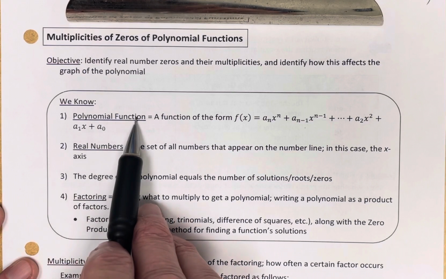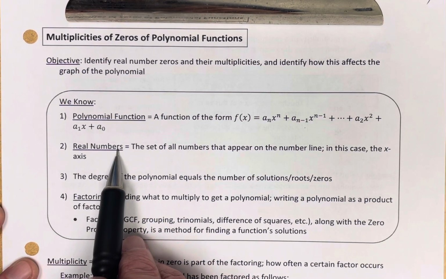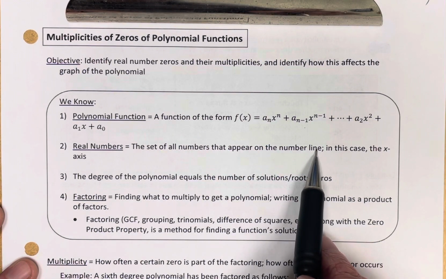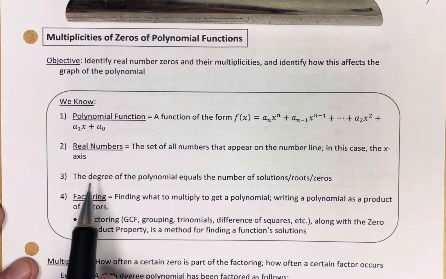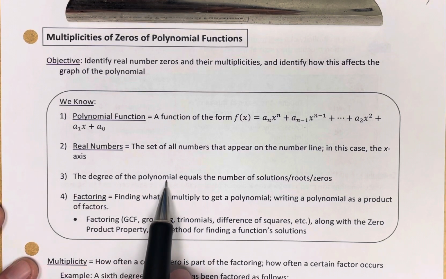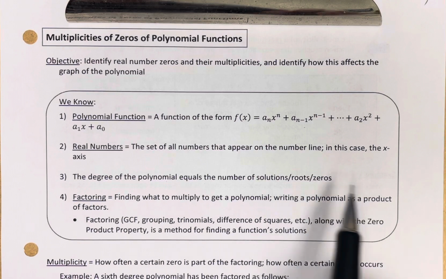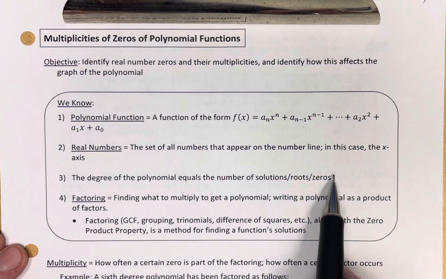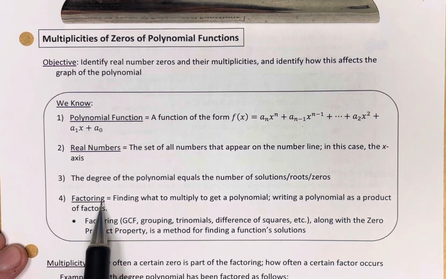We know what a polynomial function is. We know what real numbers are, specifically the set of all numbers that appear on the number line. Since we're talking about graphing, our number line will be the x-axis. We know that the degree of the polynomial is equal to the number of solutions or roots or zeros as long as we count multiples separately. And we know what factoring is.